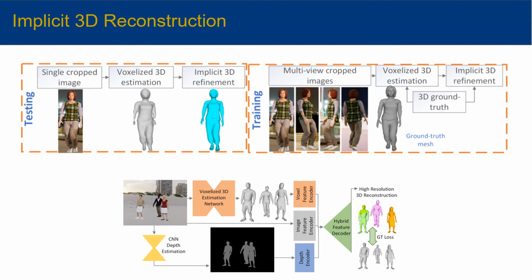However, this gives a quantized voxel output with low resolution. In this paper, we produce high-resolution reconstruction through an additional network that performs implicit function-based refinement on the voxel output, giving a high resolution and more complete 3D shape of clothed people, exploiting features from voxels, image, and depth, using hybrid representation learning.